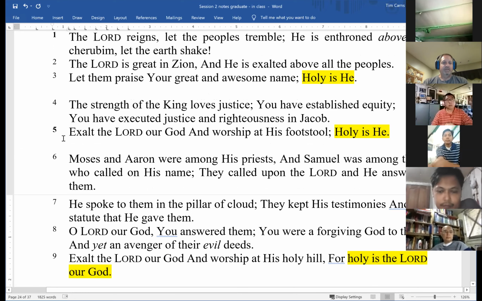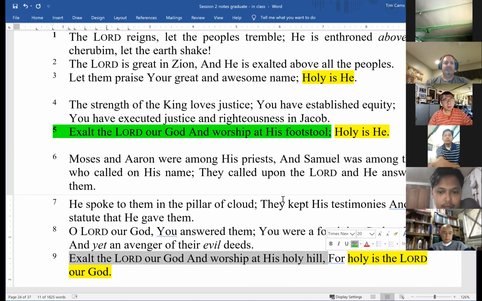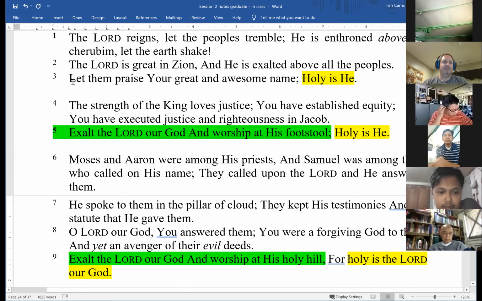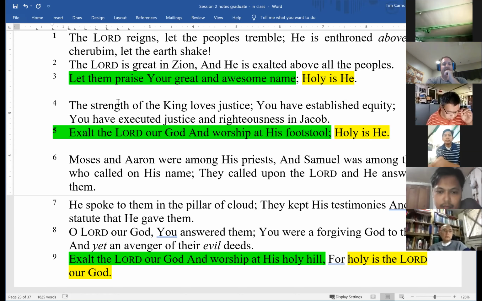So that's one indicator. A second one is, as Pastor Robbie noticed, we have "exalt the Lord, worship at his footstool," and then verse 9, "exalt the Lord, worship at his holy hill." Yep. Okay. Now we don't have that same thing in verse 3, but we do have something else. There is another pattern here in these three stanzas that I think supports that there are three stanzas. Do you guys see it? Yep. What do you see?